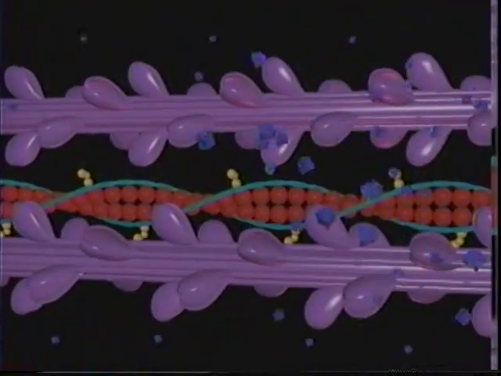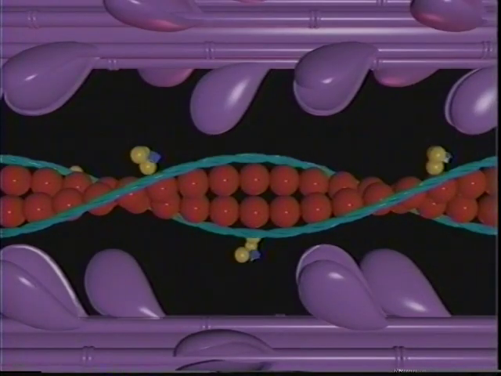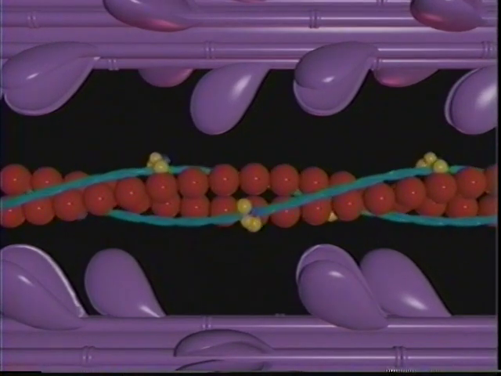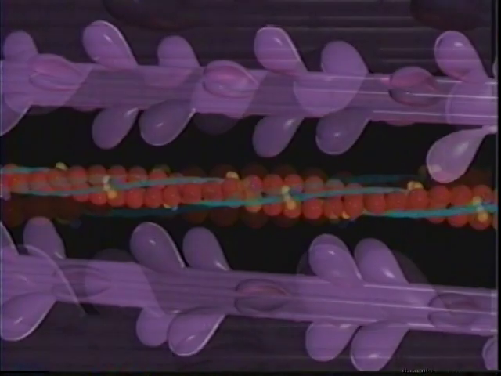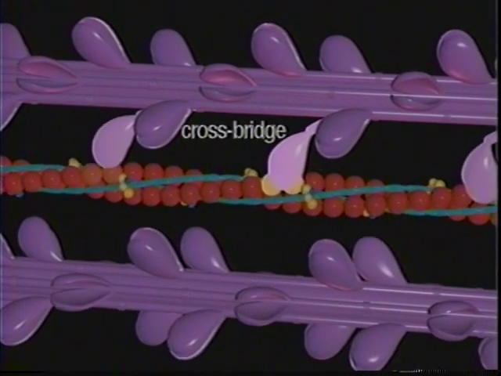The released calcium ions are bound by troponin. When this occurs, the troponin-tropomyosin complex changes shape. Now the newly exposed active sites of the thin filament can interact with the myosin heads that project outward from the thick filaments. The myosin heads bind to the exposed active sites, forming cross bridges that link the thick and thin filaments. We'll look more closely at how the cross bridges form and cause the filaments to slide.